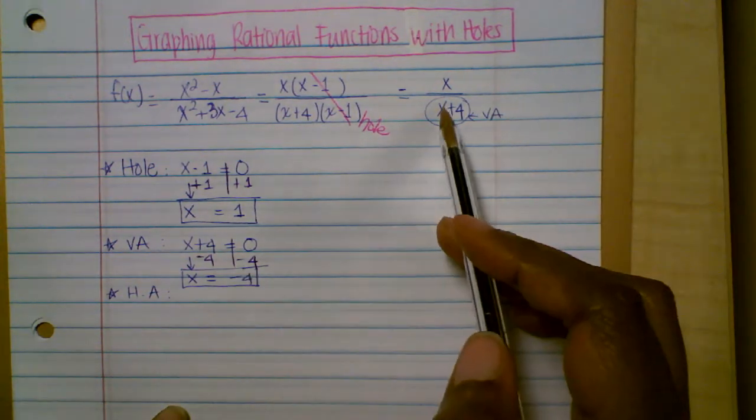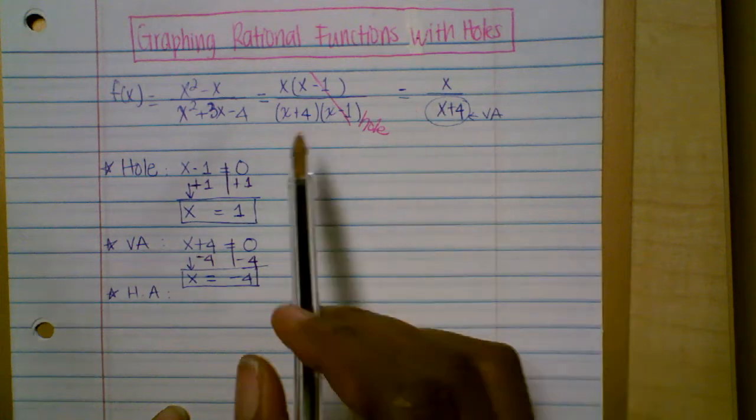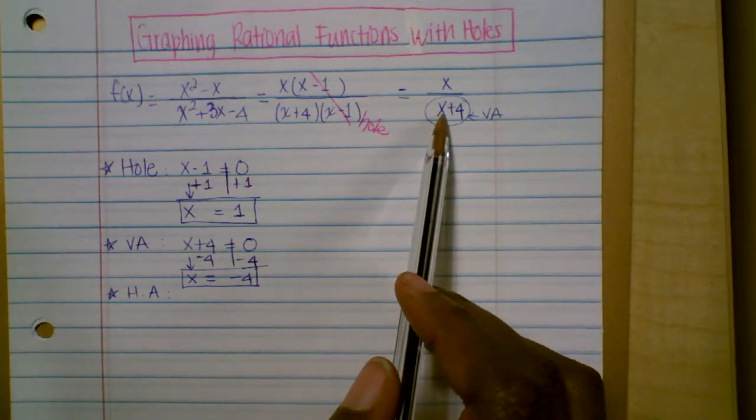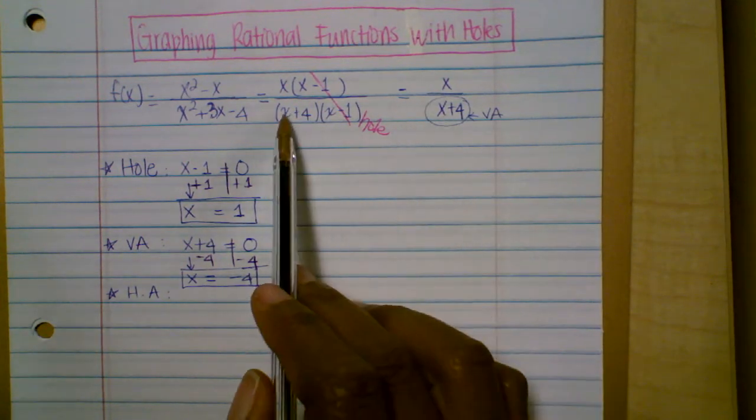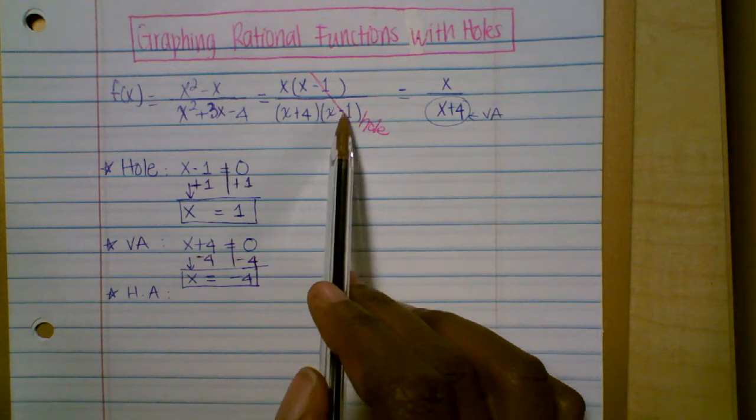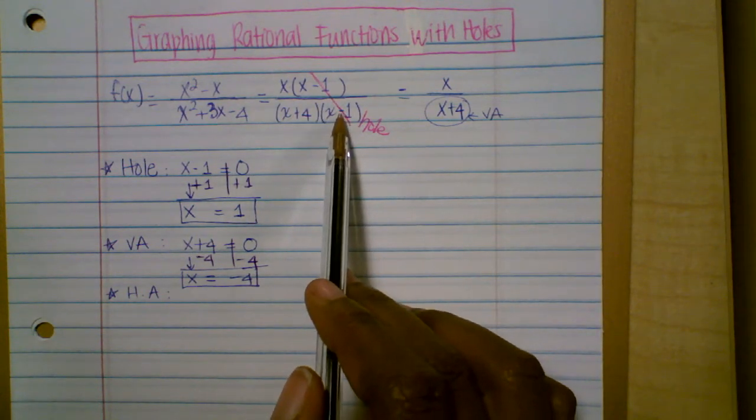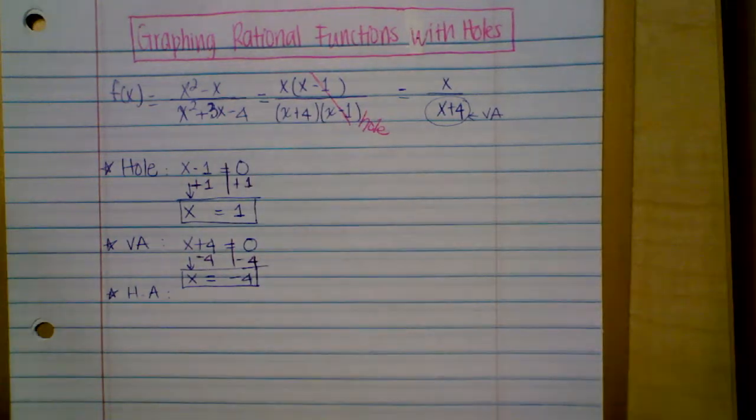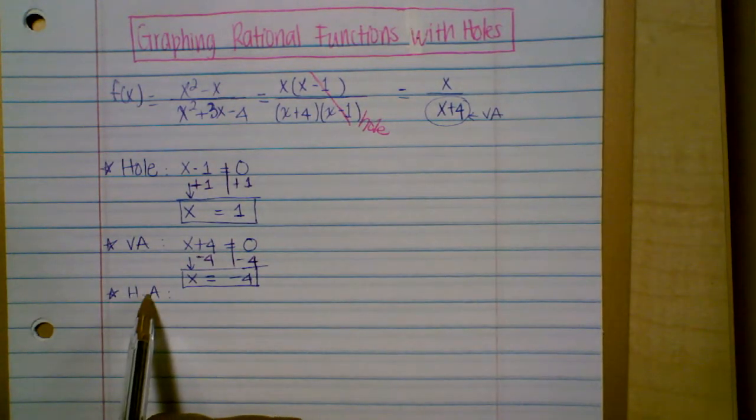It's -4. So the domain needs to be all real numbers except -4 as well as +1. You also have to use the second factor, even though it has been simplified. Okay, use the original one. Okay, so how would you find the horizontal asymptote?